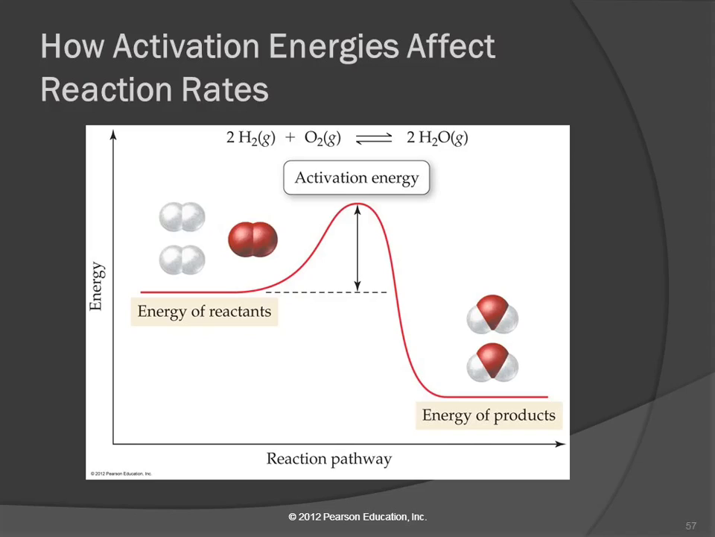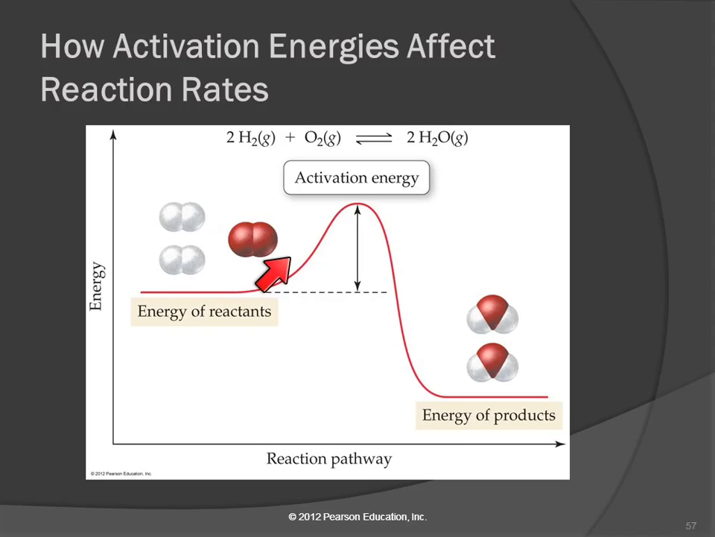Things are always going to go to a lower energy state. So if the reactants are higher in energy and the products are lower, the reaction will proceed in the forward direction. But if there's an activation energy, you have to get over that hump. If you don't have enough energy to get over the hump, nothing happens, and they just sit there.